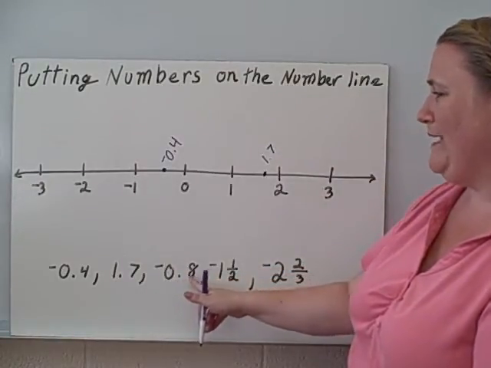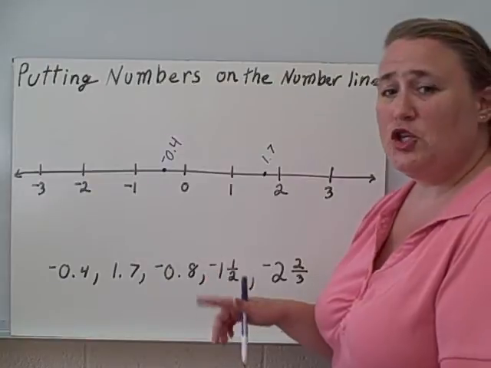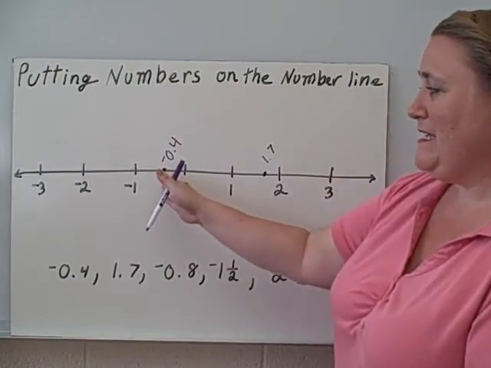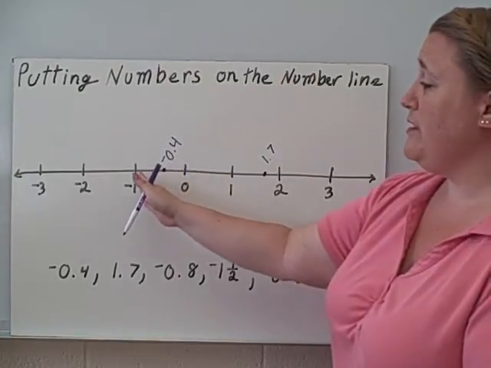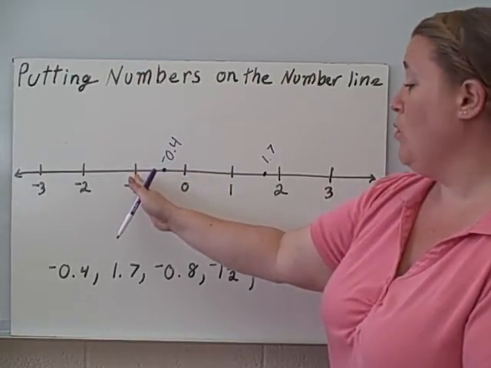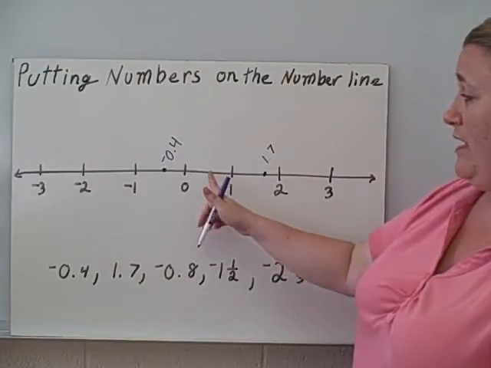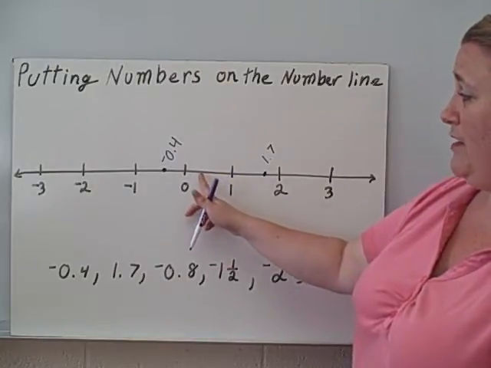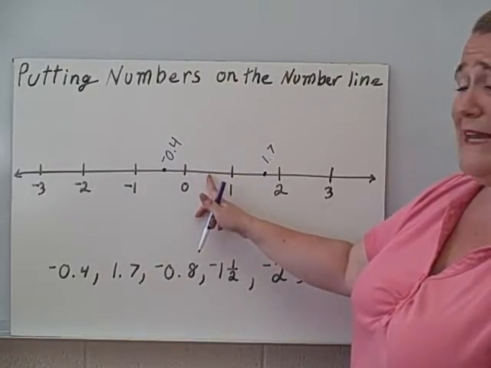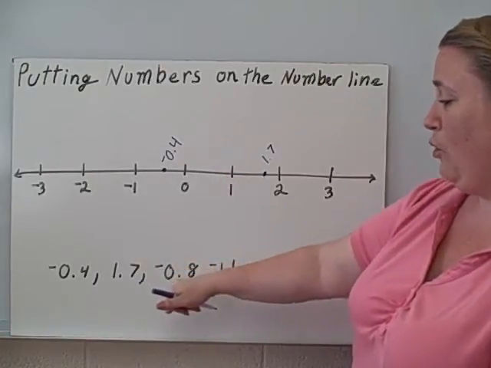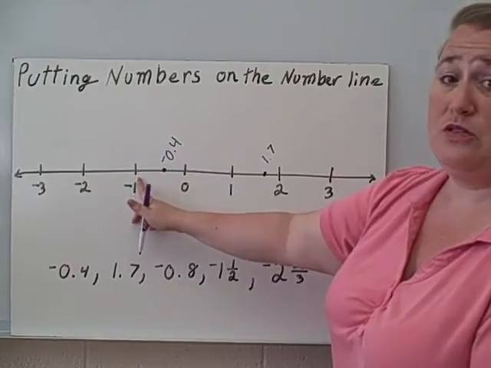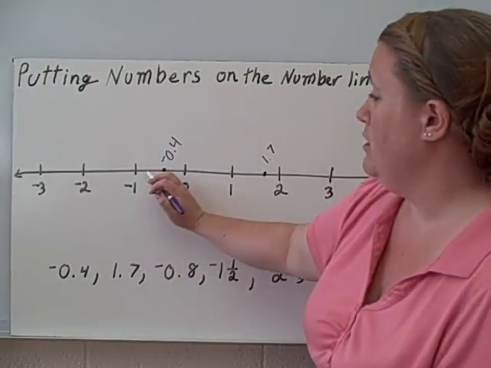Negative 0.8. Now this can be tricky. Is it going to be on this side closer to the 0, or is it going to be on this side closer to the -1? Well, again, if we think, here's 0.5, we knew that 0.4 was here. 0.8 is almost a positive 1. So negative 0.8 was almost to -1.